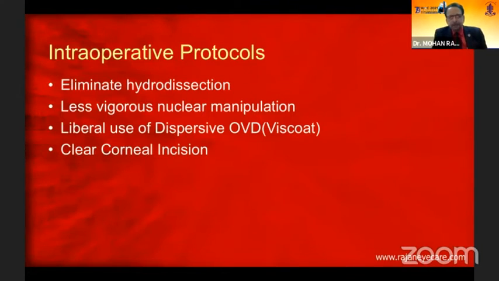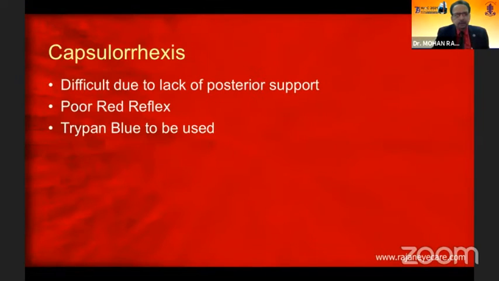Intraoperative protocols: please eliminate hydrodissection, or be careful not to do hydrodissection, use less vigorous nucleus manipulation, and make liberal use of dispersive OVD. I don't have any financial interest, but Viscoat is probably the way to go. A clear corneal incision is the way to go. Capsulorhexis is difficult due to lack of posterior support.